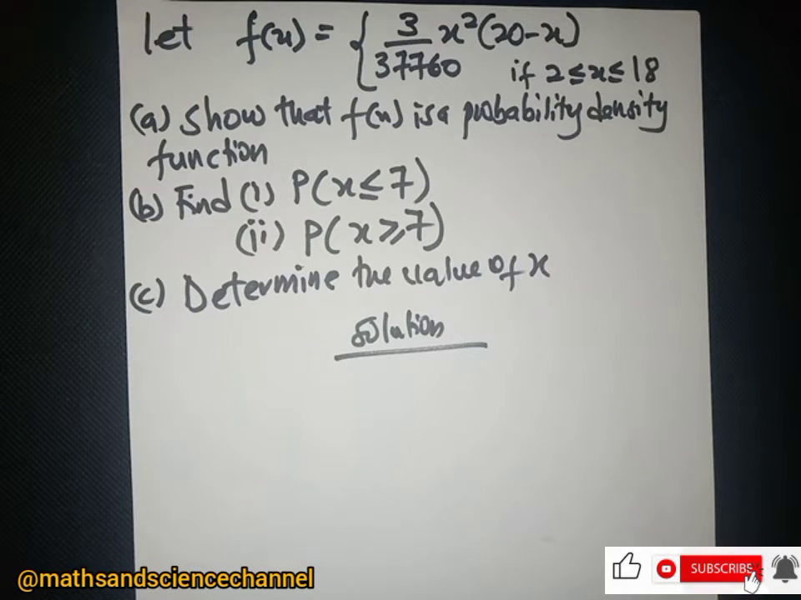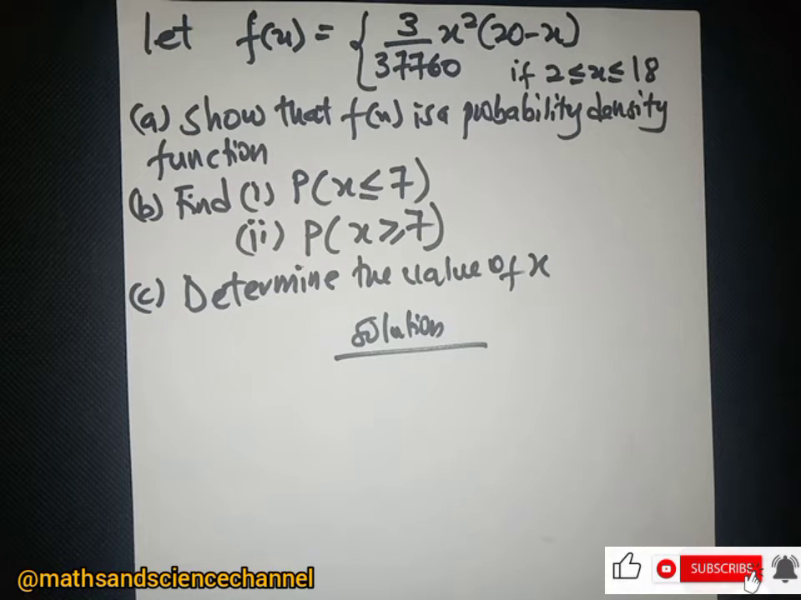Now in this question we are given that f of s is equal to 3 over 37,760 multiplied by s squared into bracket 20 minus s, and we are given that the s values are in the range of -2 less than or equal to s, which is also less than or equal to 18. Then we should show that f of s is a probability density function. After that we'll solve the subsequent questions under it.